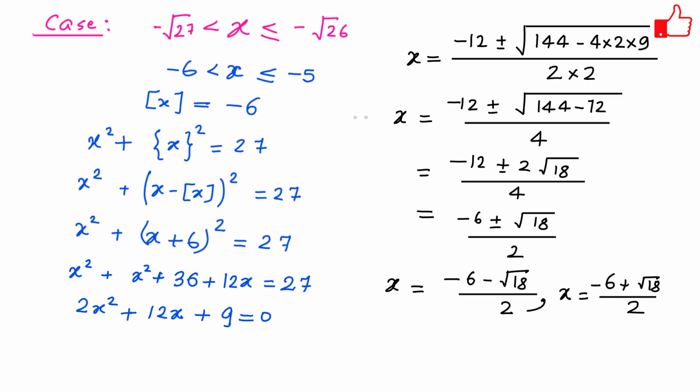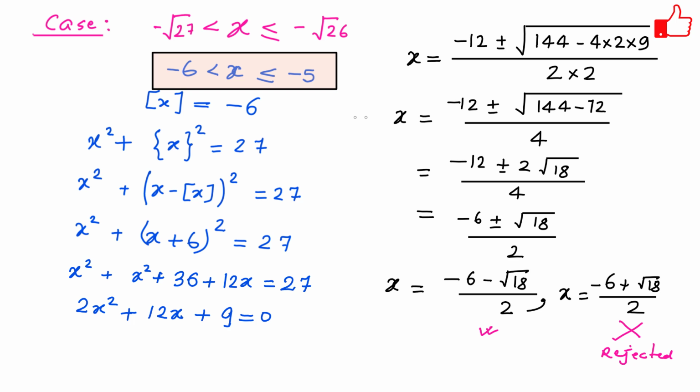Now x in this case lies between minus 6 and minus 5. So this part, this x does not lie between minus 6 and minus 5, so this is rejected. But this solution lies between minus 6 and minus 5, so this can be accepted. So this is an accepted solution.